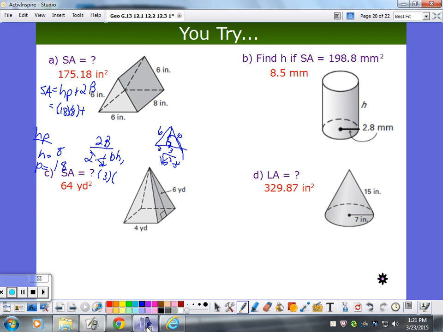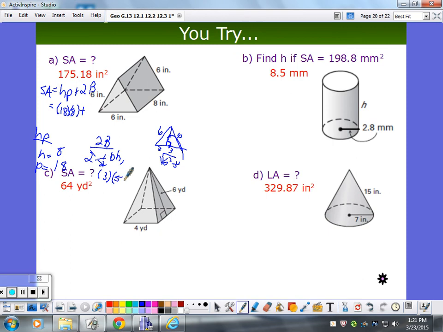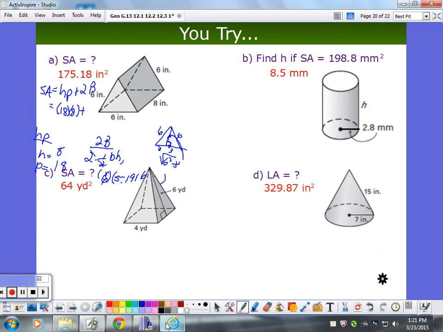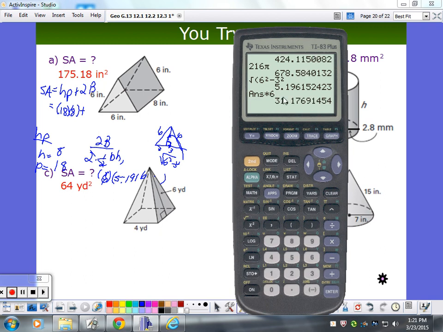So let's actually try to figure it out. Example 2 is the same for the last page. Yes, it is. So don't worry about it. So in 5.19, point, but just so you can see what you're getting here, 5.196. Now, whatever you get here, times 3, because, times 6, rather. No, the base, base is 6, yeah, that should be 6. So multiply times 6. So, 2 uppercase B is approximately 31.1769.